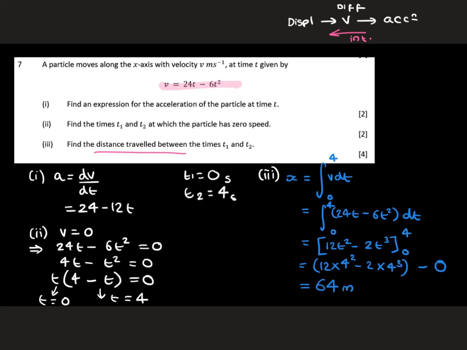Now, if you are going to do this as an indefinite integral, you then have to include a constant plus c and then show that the constant is equal to 0 by saying that when t equals 0, the displacement or the distance travelled is 0, and then that allows you to work out the constant as 0. In many ways, it's easier to use the two limits and integrate between them.